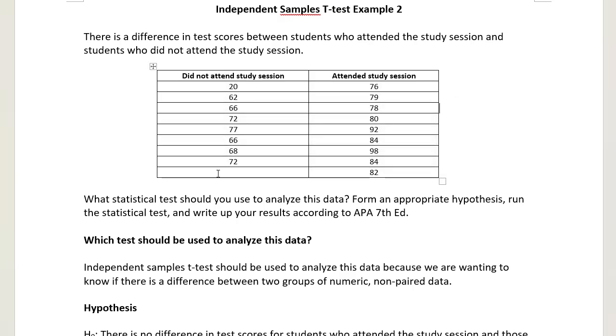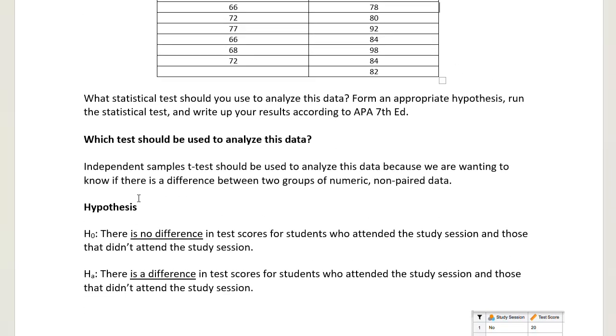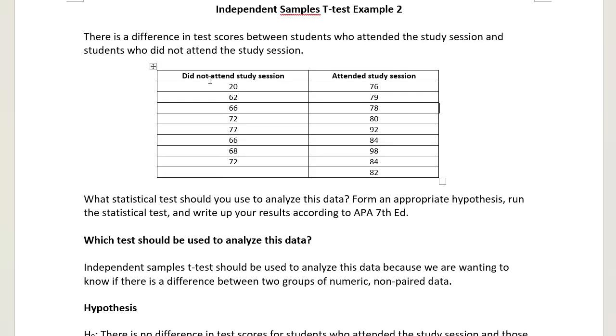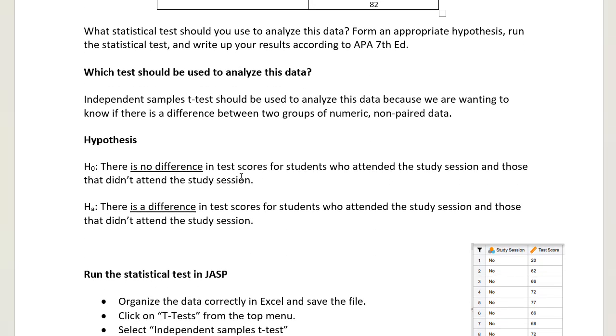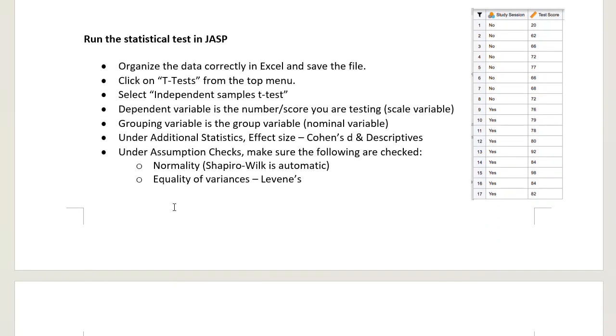So what we're going to look at is the independent samples t-test because we have independent groups that are numeric, and we want to know if there is a difference. Our hypothesis is that there is no difference in test scores. That's our null, is that there's no difference, and our alternative is that there is a difference. We're going to go ahead and run the test in JASP.